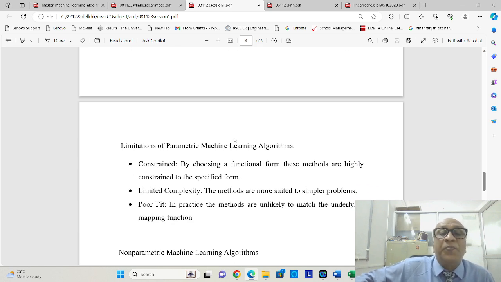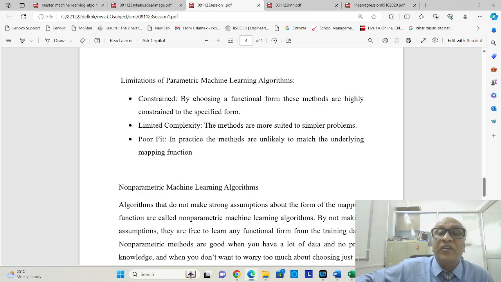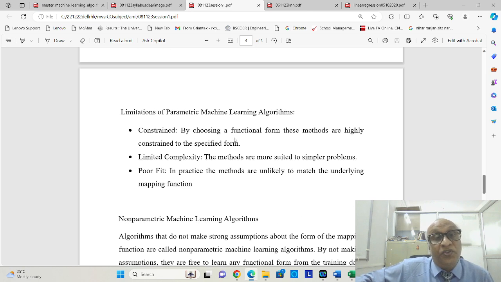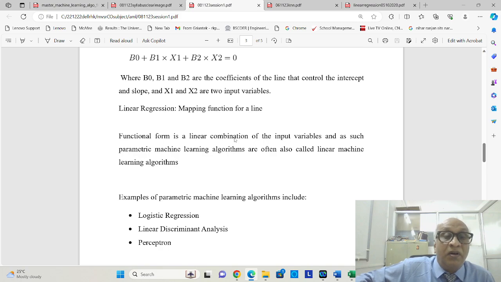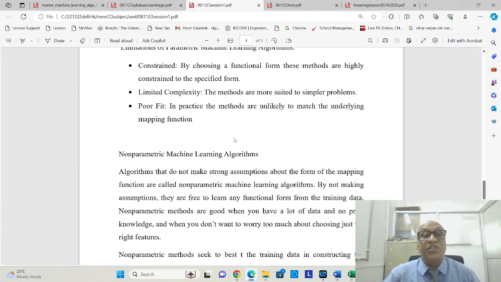What may be wrong with parametric machine learning algorithms? They are highly constrained because they have a fixed set of parameters. They have limited complexity, and they can be a poor fit. So this is all about parametric machine learning models. Coming to the non-parametric machine learning models.